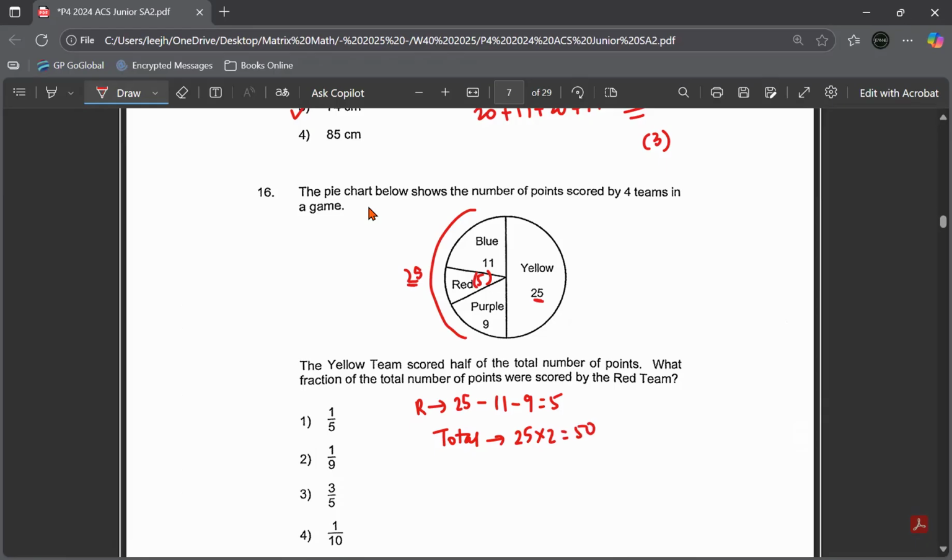Why do I need the total? The total is your denominator. So I want the fraction that was scored by red. So that means it will be red over total. So red is 5, total 50. Remember to simplify. Your answer is 1 over 10. Option 4. Right?